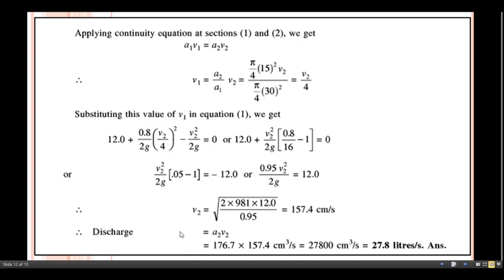Now what about the discharge? We know the discharge Q is nothing but A2 V2. The area A2 with us is 176.7, multiplied by V2 with us 157.4. Substitute here, do the calculation, we can get 27,800 centimeter cube per second. After this, convert into liters by multiplying by 10 raised to the power -3. If I multiply by this term, we can get, in terms of liters, 27.8 liters per second.